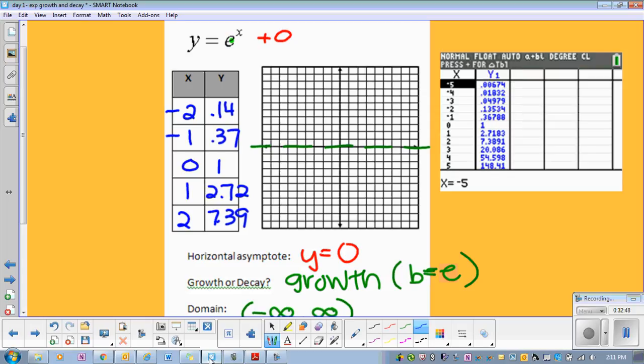All right, so negative 2, 0.14, well, that's just really close, right? Right there. Negative 1, 0.37, I mean, it's not that much further. 0, 1. 1, 2.7, there. 2, 7.39, right there. I just want to make sure that you guys have the general shape and just a couple of nicer-ish points.